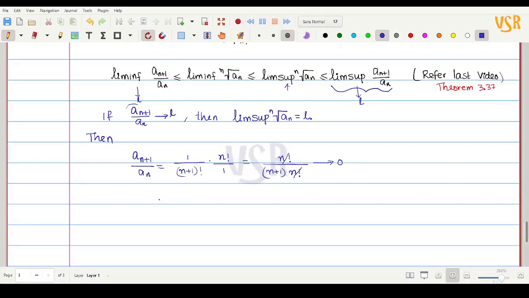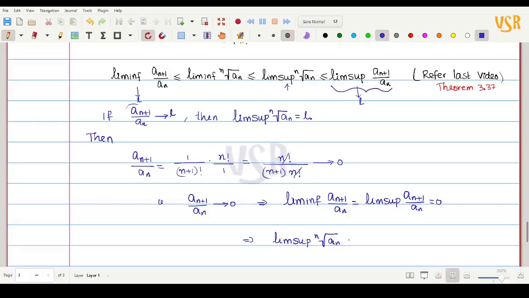That is, an plus 1 divided by an, this fellow converges to 0. This would imply that limit infimum of an plus 1 divided by an which is equal to limit supremum of an plus 1 divided by an. இது ரெண்டுமே 0வாக இருக்கும். So this implies limit supremum of nth root of an, this is also equal to 0.